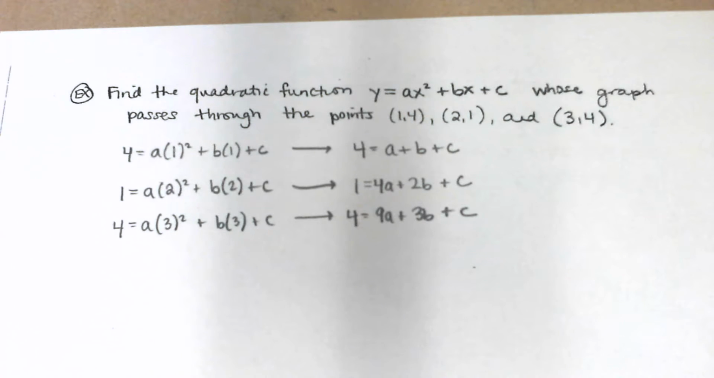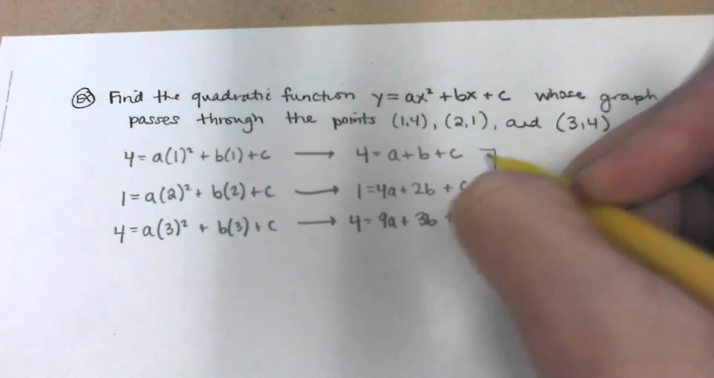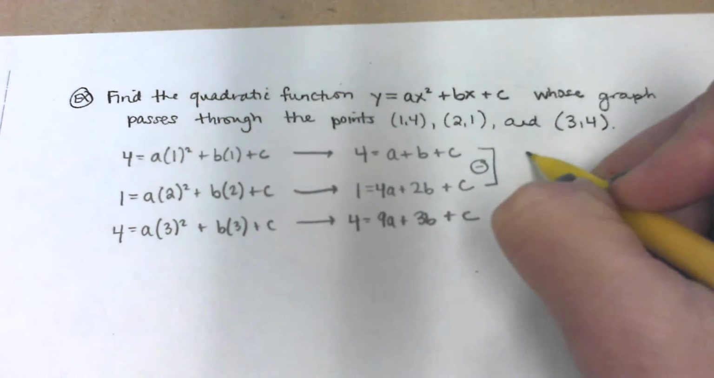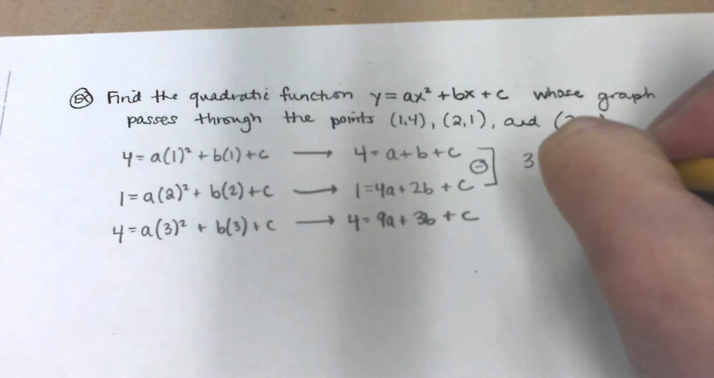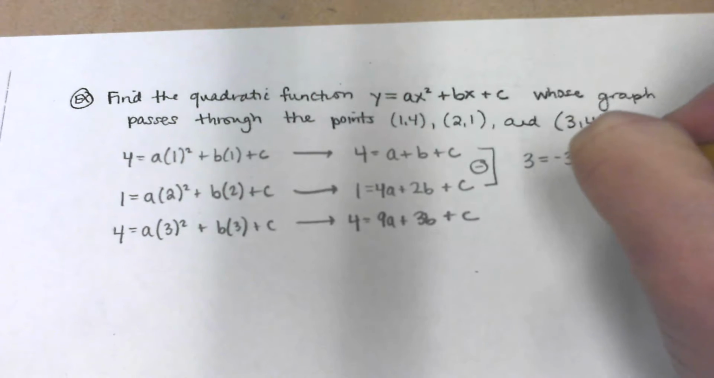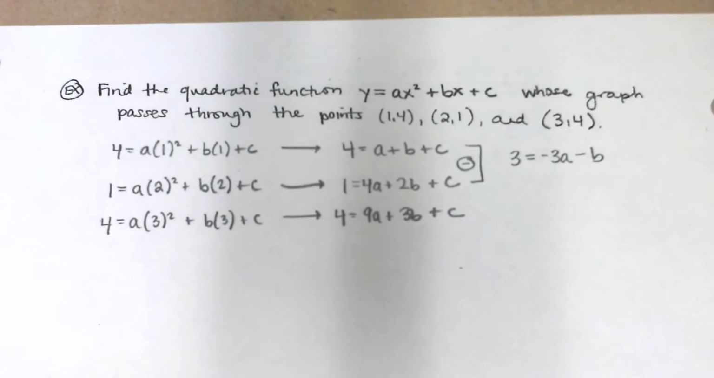So which variable most obviously should be solved or eliminated, I guess I should say, first? The first 2 times. C, correct. So add or subtract? Subtract. 4 minus 1 is 3. A minus 4a is negative 3a. B minus 2b is minus b. And c minus c is gone.